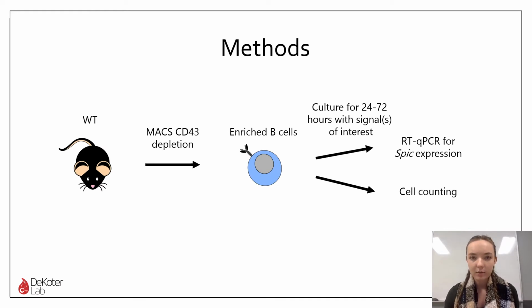We addressed these aims starting with extracting spleens from wild-type mice and enriching B cells using MACS CD43 depletion. From there, we went on to culture these cells with our various signals of interest and perform RT-qPCR for Spi-C expression, as well as cell counting.